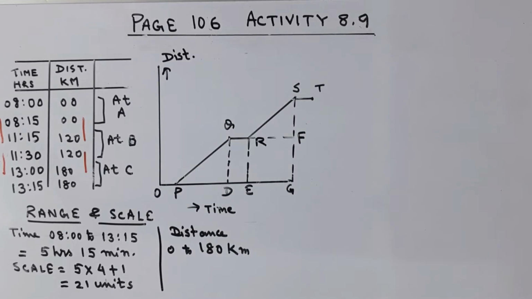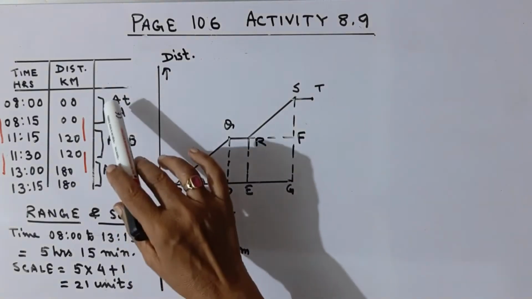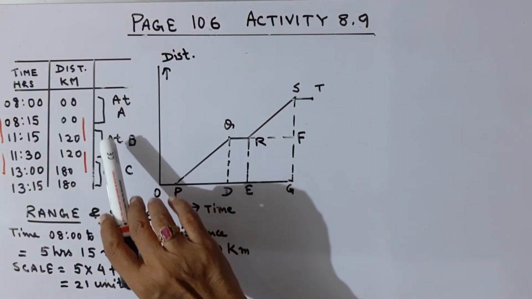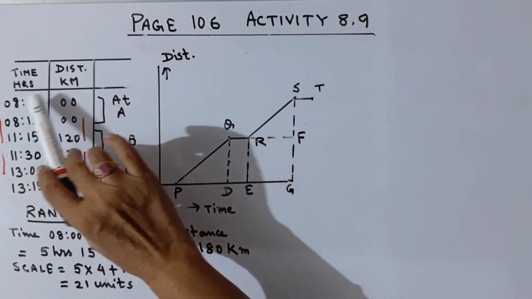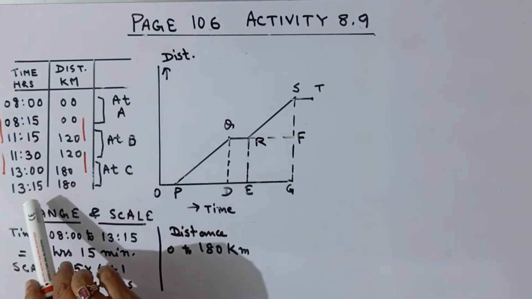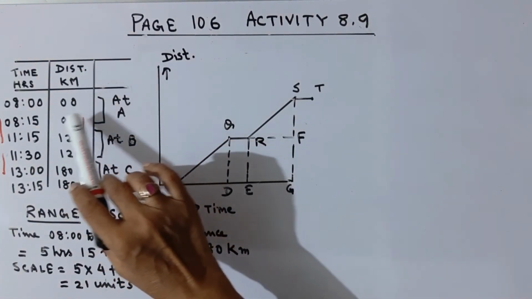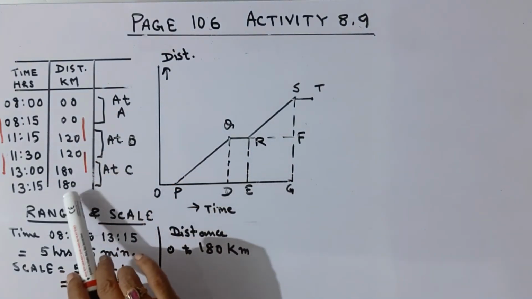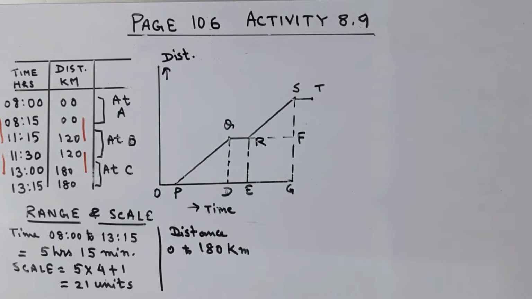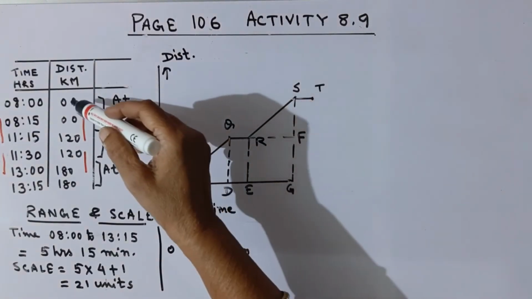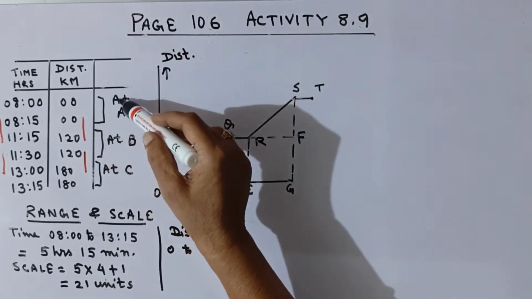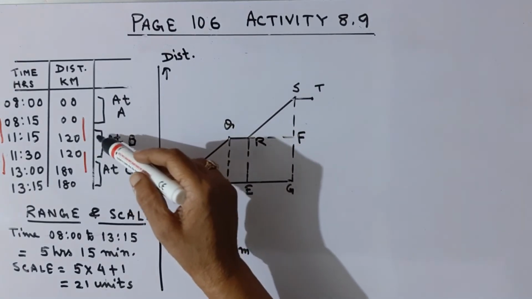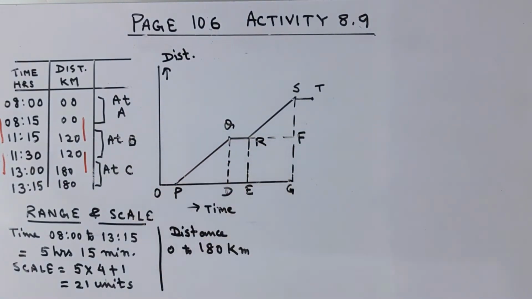For the sake of simplicity and ease for plotting the graph, I have rewritten the data. It is very convenient if we write the data in this form. Time in hours, 0800 to 13:15 hours. Distance in kilometers: 0, 0, 120, 120, 180, 180. As we can see, the train is at rest between these two observations. It is at station A, here it is at station B, here at station C.